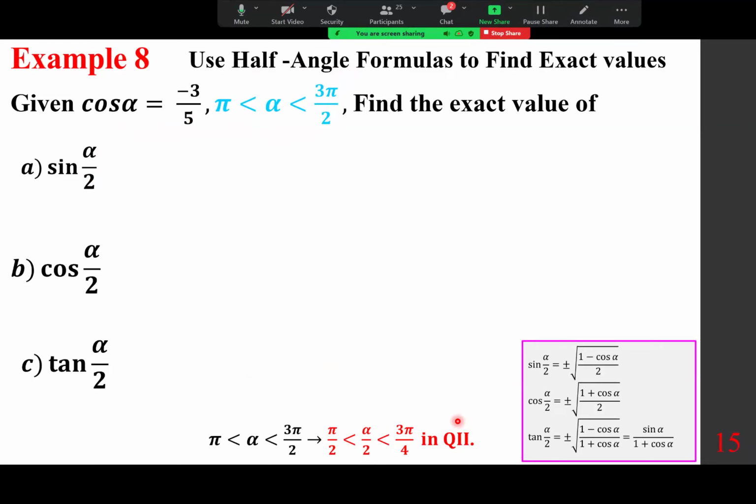In the second quadrant, sine is positive, cosine is negative, tangent is negative. So sine, use the formula with the positive. So we are using the formula. We're not going to write the formula again. Just square root of 1 minus cosine alpha over 2. This makes it plus.